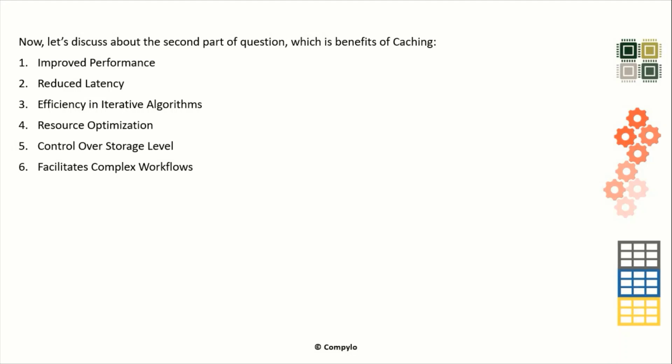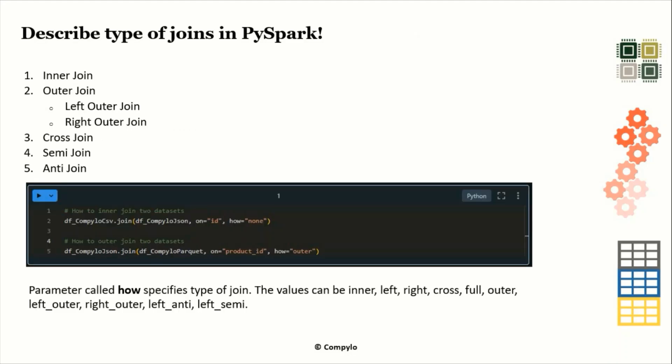Next question is, describe the types of join in PySpark. As you can see on the screen, we have multiple types of joins. The first one is inner join. Inner join returns only the rows with matching keys in both the data frames.